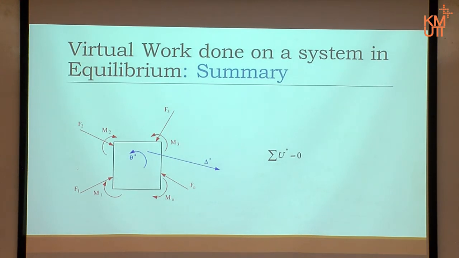So in the end, we're going to use that. But a little problem is that we have only one equation, meaning we can see only one unknown. If we actually use a free body diagram, we're going to end up with at least 3 unknowns, right? So what we use is not really a free body diagram, but we will see it. Don't worry about it. At least the summary of the virtual work done on an equilibrium system is that everything is 0.